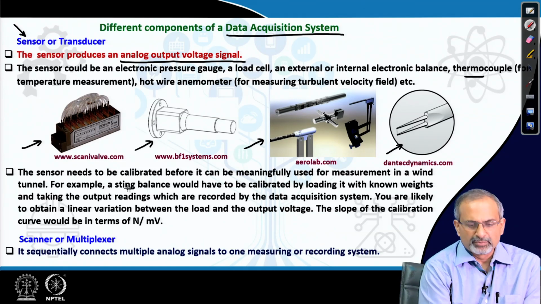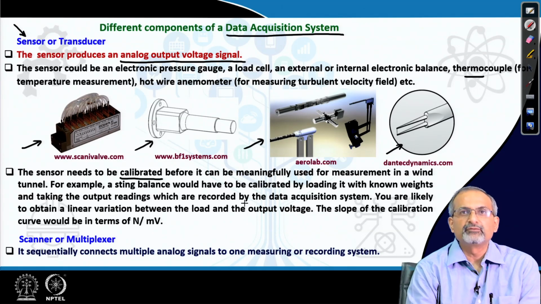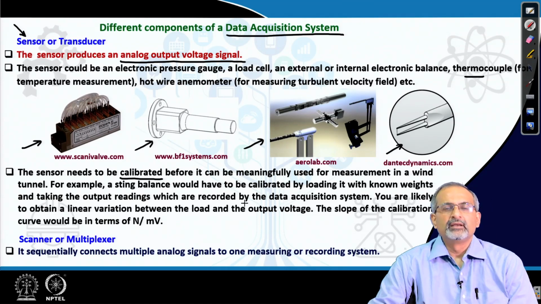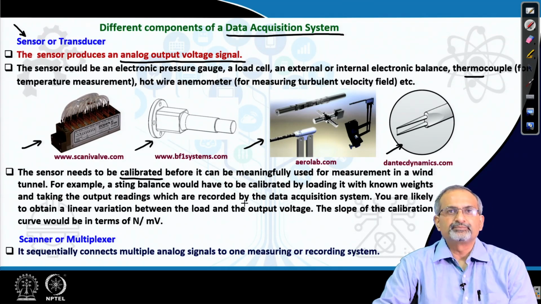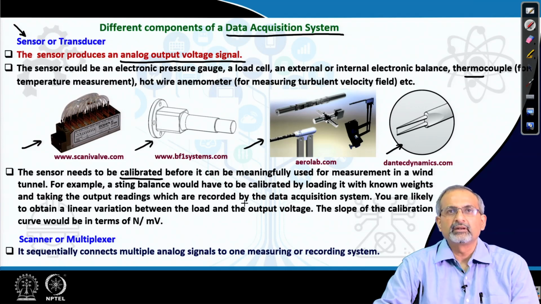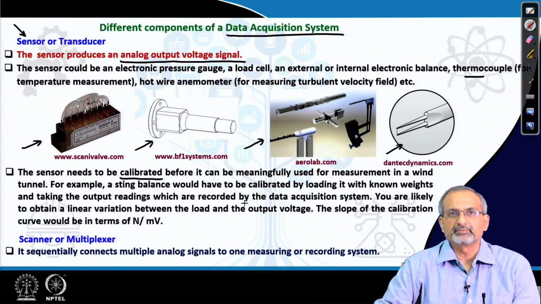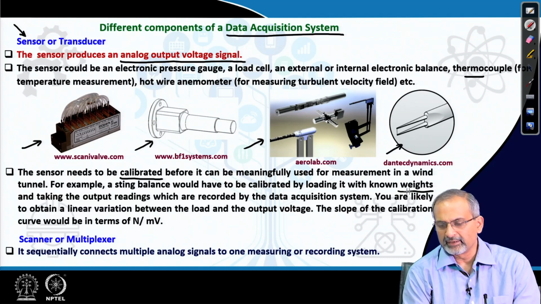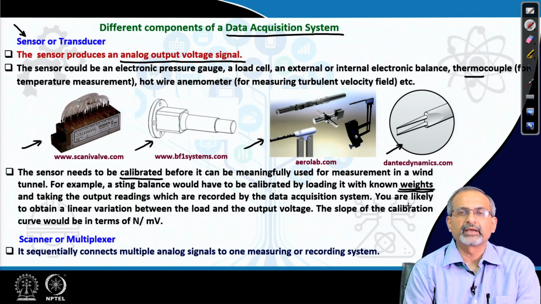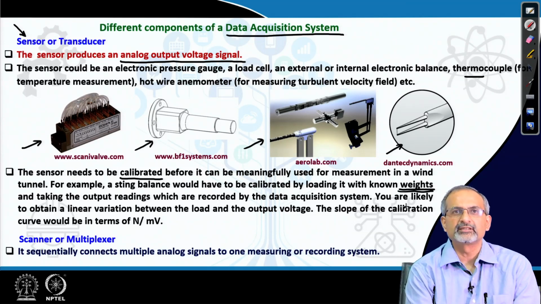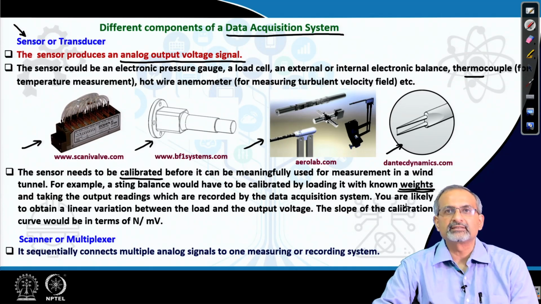Of course, the sensor needs to be calibrated before it can be meaningfully used for measurement in a wind tunnel. For example, if you are using a sting balance, it has to be calibrated by loading it with known weights and taking the output readings recorded by the data acquisition system. So, prior to making wind tunnel measurements, you have to do the calibration by applying weights and loads for calibrating each and every component of the balance. We have discussed this aspect to some extent already, both for mechanical as well as electronic balances.